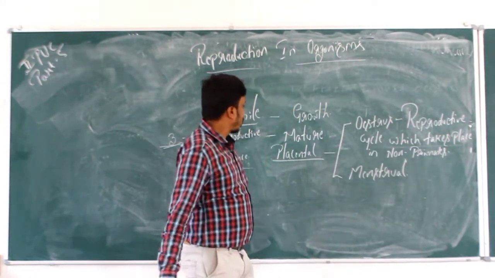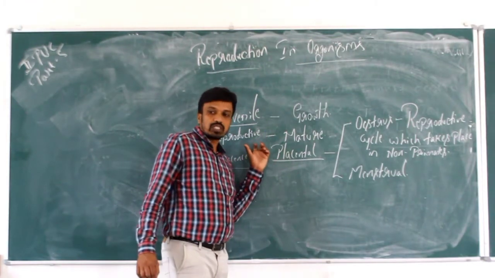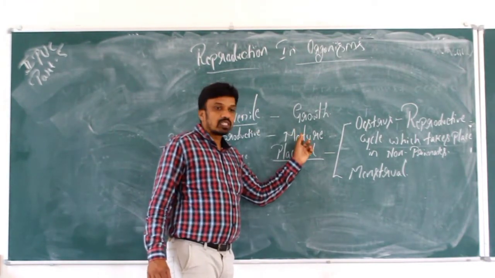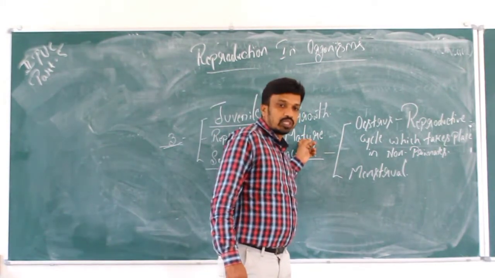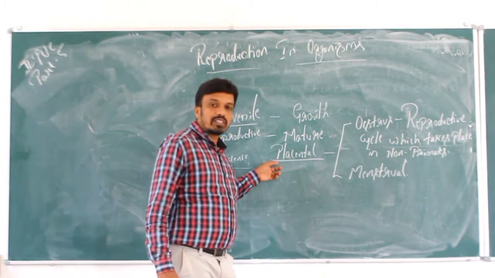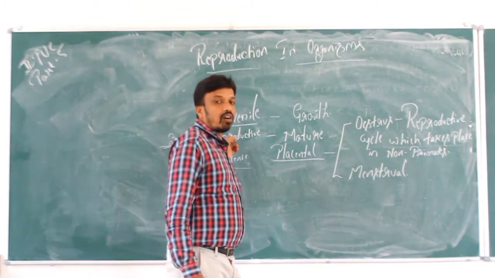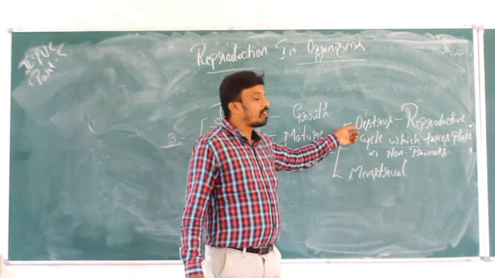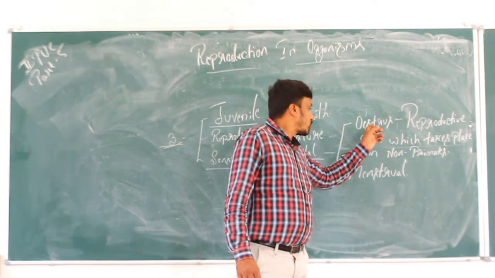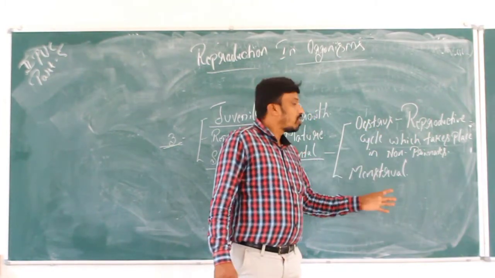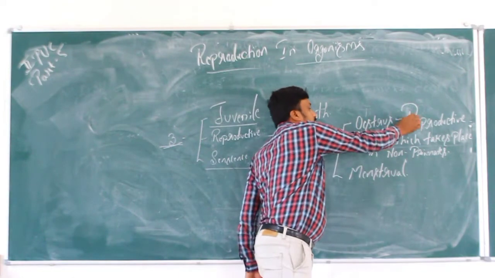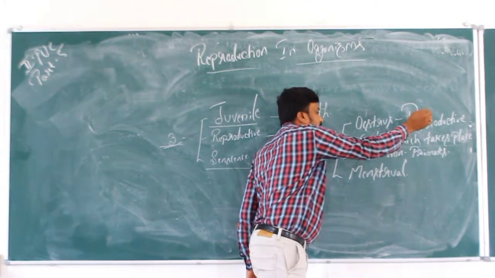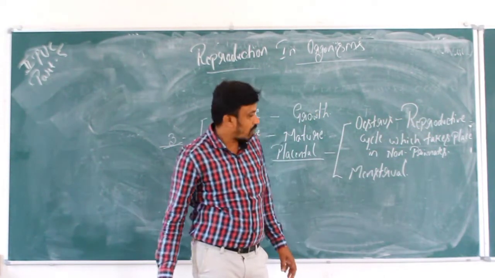So, coming to the reproductive phase, it is a phase where the organisms attain sexual maturity. In the placental mammals, the reproductive phase consists of two types of cycle. One is estrous cycle, the other menstrual cycle. Estrous cycle is a reproductive cycle which takes place in non-primates.